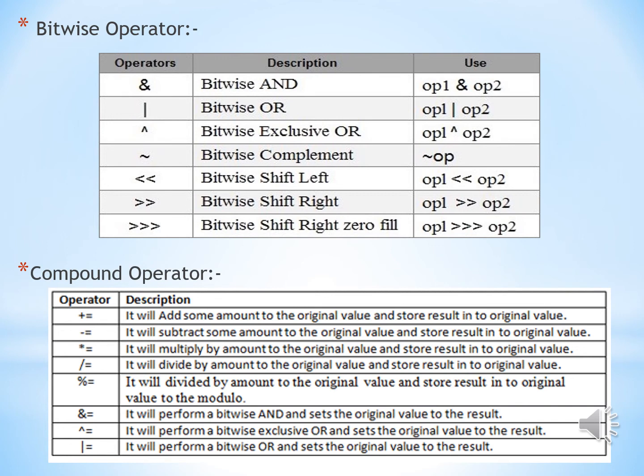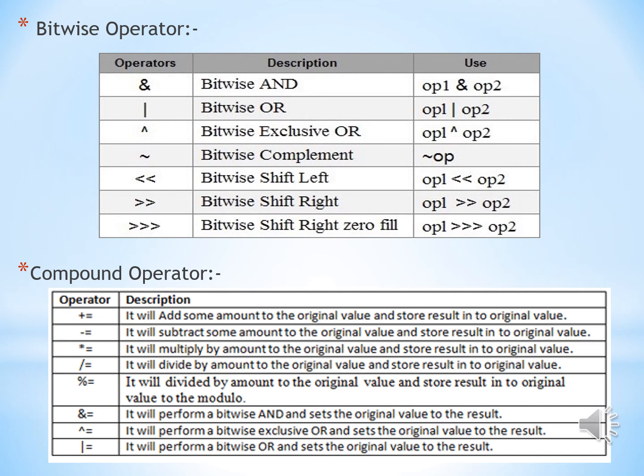The ampersand sign is bitwise AND, operand 1 and operand 2. Then bitwise OR, operand 1 bitwise OR operand 2. Then the bitwise exclusive OR sign, operand 1 exclusive OR operand 2. Then bitwise complement, then bitwise shift left, bitwise shift right, and bitwise shift right 0.